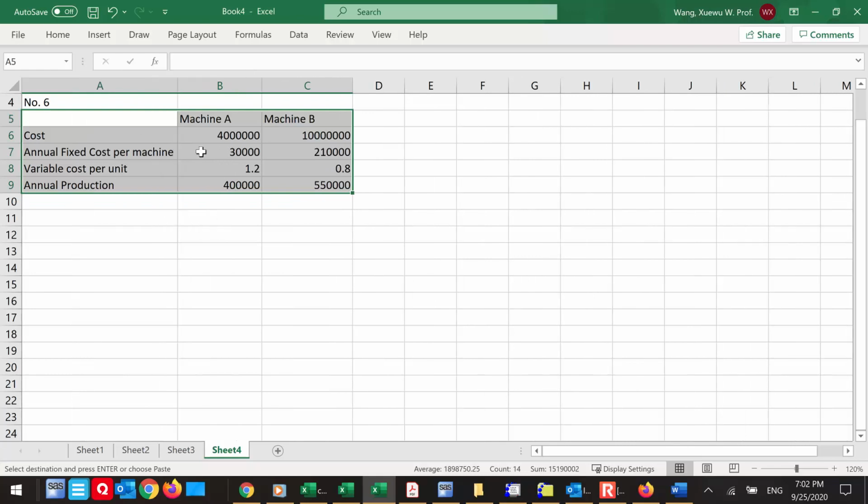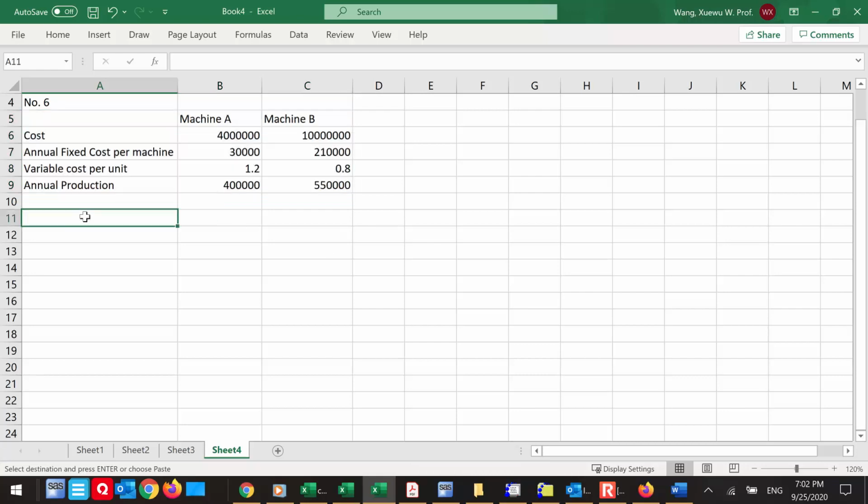And if the annual production is, let's say, 1 million units, which machine should this company buy? So you're really talking about the NPV of these two machines. You can still go about the incremental project of going from one machine to another, but I'm just going to look at these two machines here.